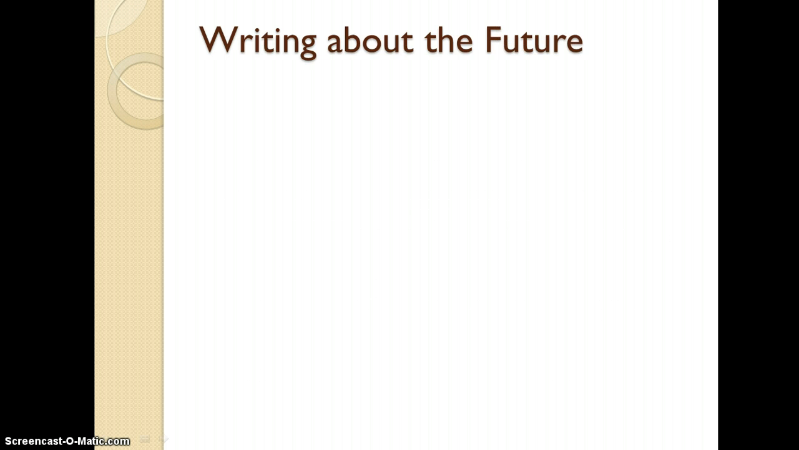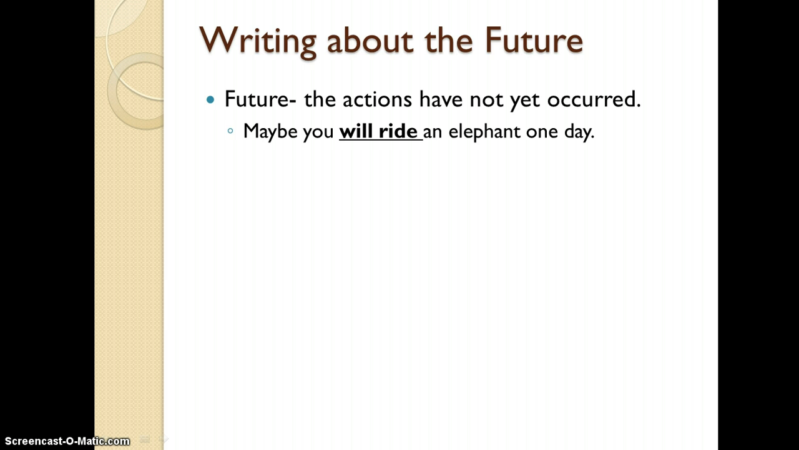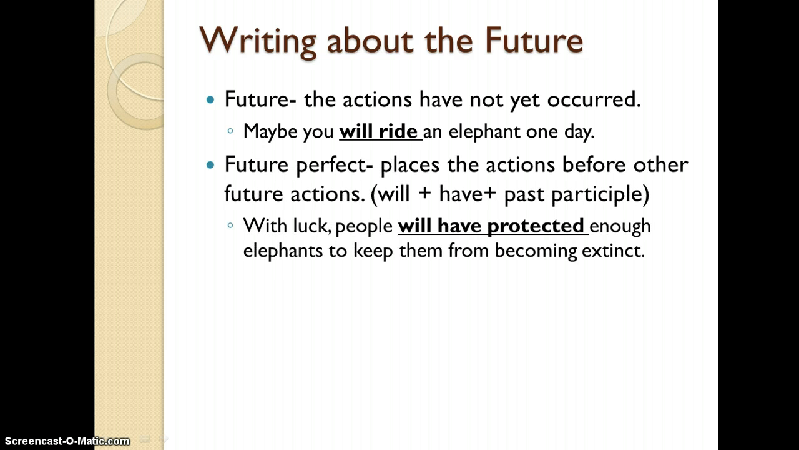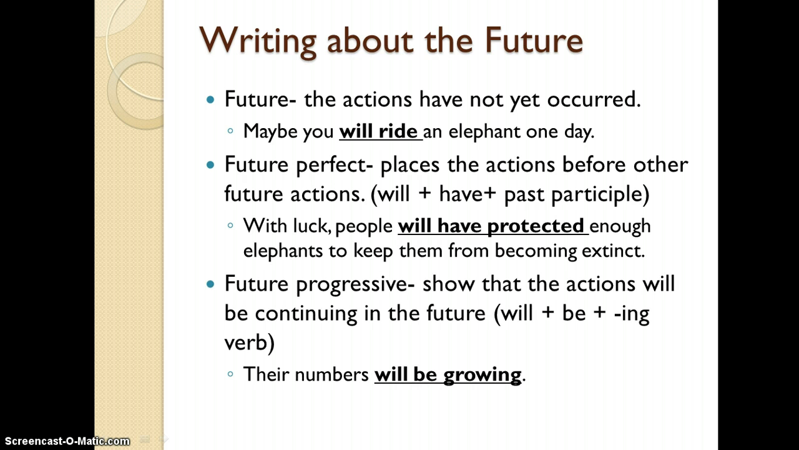And then, writing about the future. Future, the actions have not yet occurred. Maybe you will ride an elephant one day. All of them will have the word will in front of it because it hasn't happened yet. Future perfect places the actions before other future actions. Will plus have plus the past participle. With luck, people will have protected enough elephants to keep them from becoming extinct. And then the future progressive shows that the actions will be continuing in the future. Will plus be plus ing verb. Their numbers will be growing.